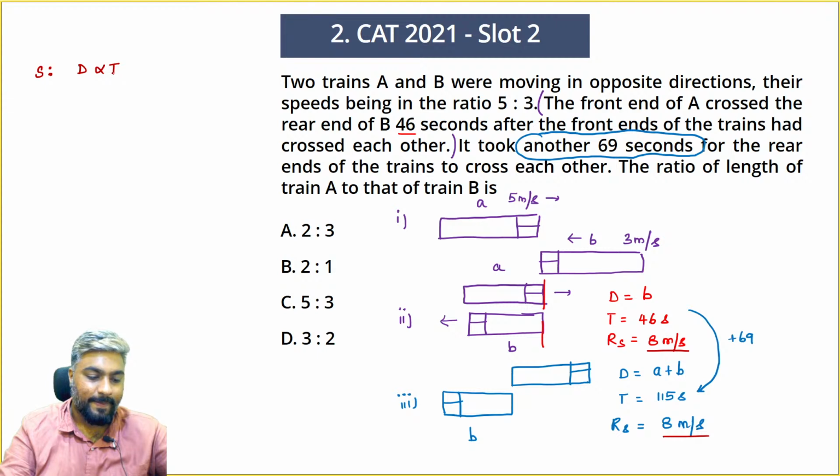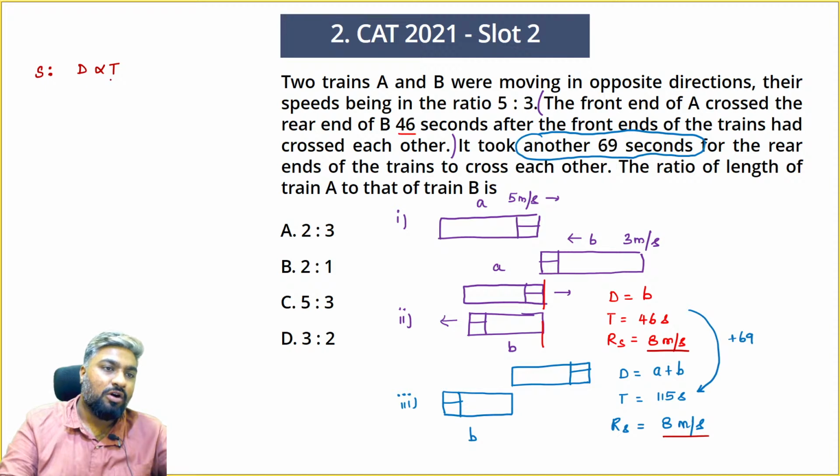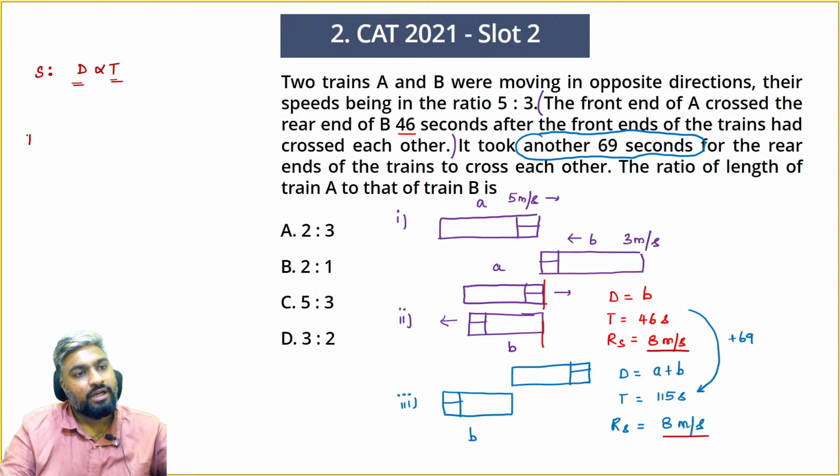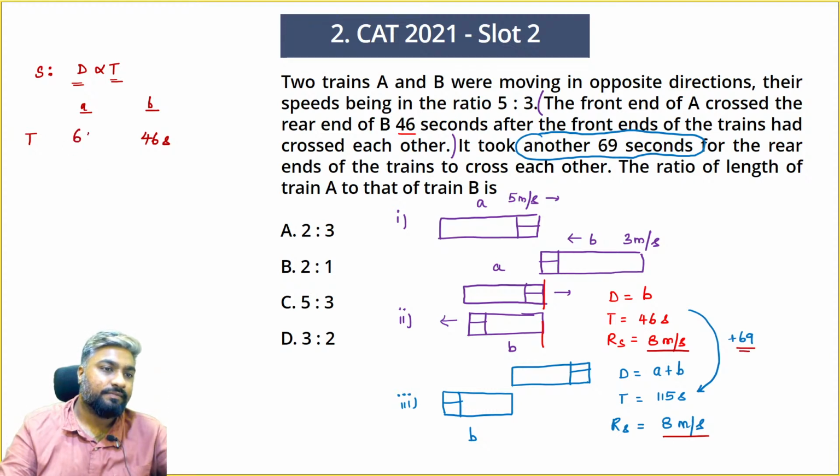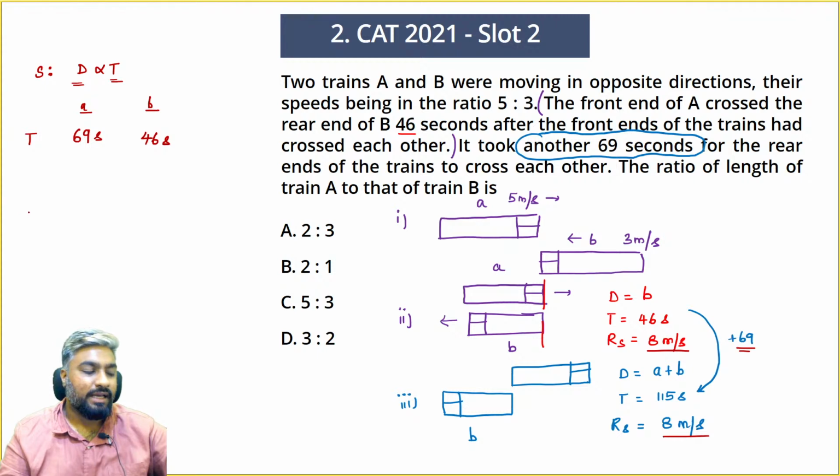If they are directly proportional, if I can find out the ratio of the time, then I can find out the ratio of the distance also, correct? So the time taken to cover B alone was 46 seconds. Let's write it here. Time taken to cover A alone, since this is A plus B, this A alone will be this extra 69 seconds. Say yes if you agree, guys.